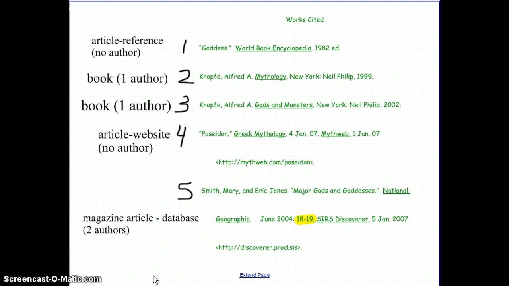So we've got all five sources. We know what kind of source each one is. Now we have to figure out what we are going to put in parentheses when we actually go to write our report. So let's go back up to source one. We've got an article and a reference source, no author. What should we circle or highlight for this one? What do you think, Janine? Goddess. And when we put Goddess in parentheses, what do we have to remember to do to make it correct, Janine? So I want you to exaggerate those quotes, make them really big so that you remember later on to put them in there.